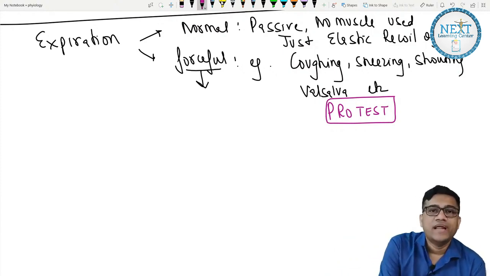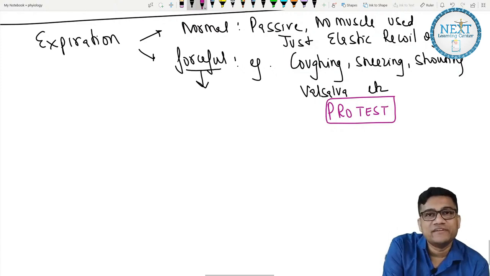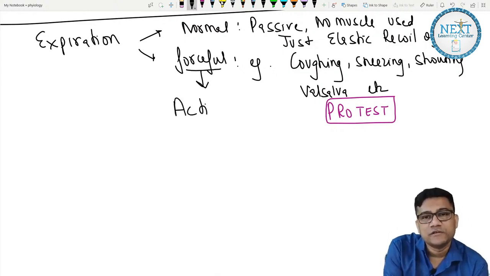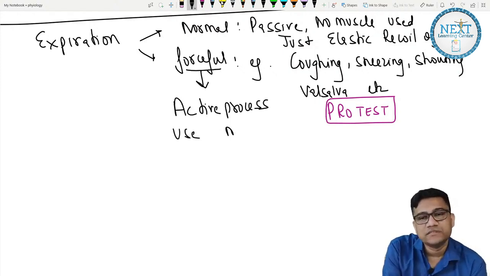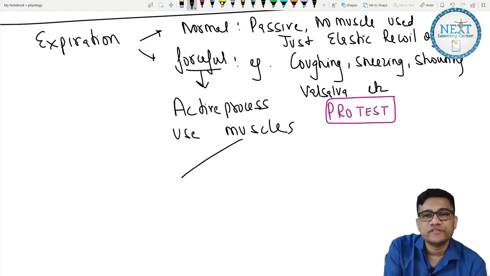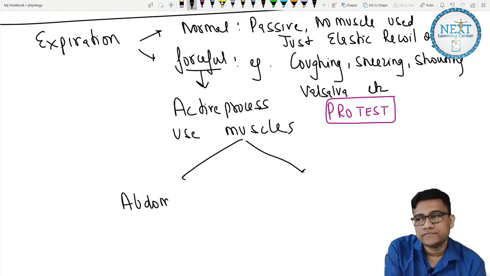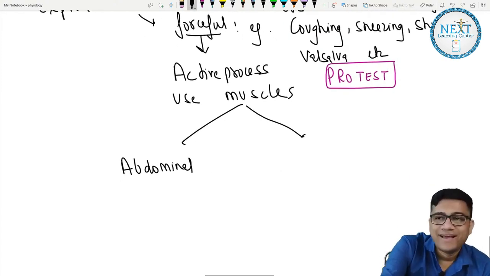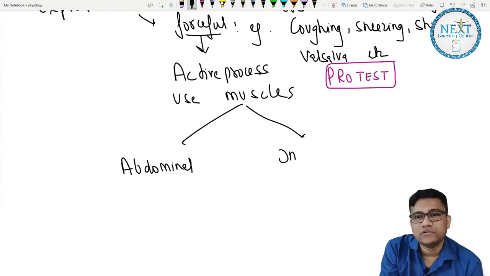Now, forceful is not passive, it's an active process. It uses muscles. Which ones? Please write down: abdominal muscles and internal intercostals.